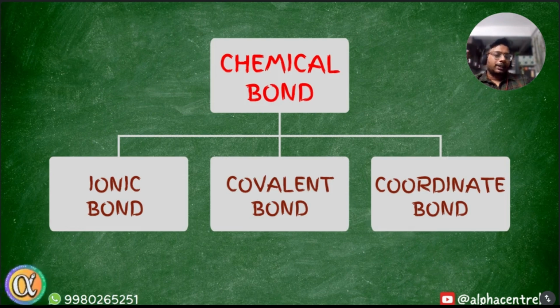Chemical bonds are of three kinds. First is known as the ionic bond.